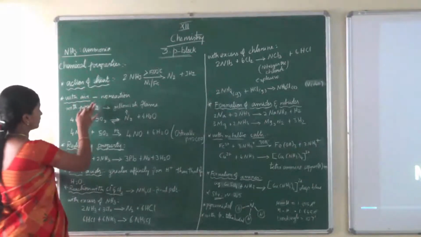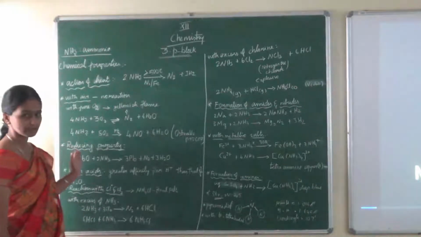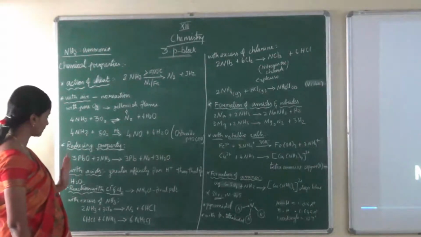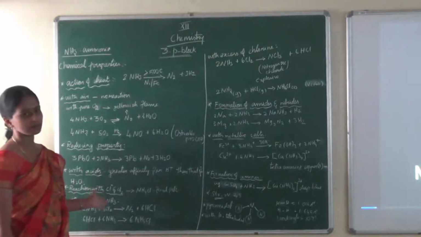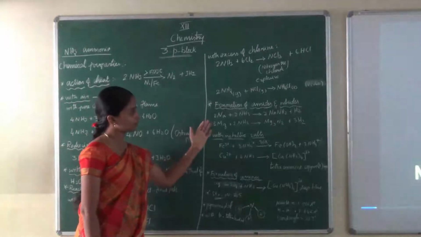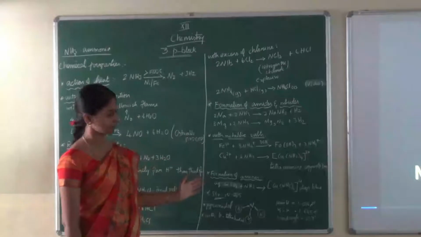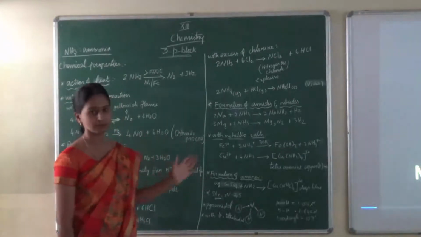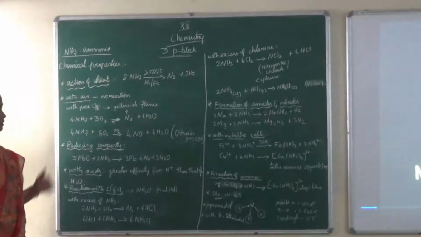In these chemical properties: action of heat, reaction with air, then it can act as a reducing agent, the reducing property, and with acid, how it will react, with chlorine and chloride, how it will react, then how it forms amides and nitrides, then what is the reaction with metallic salts. All those things we are going to see today. First we are going to talk about action of heat.